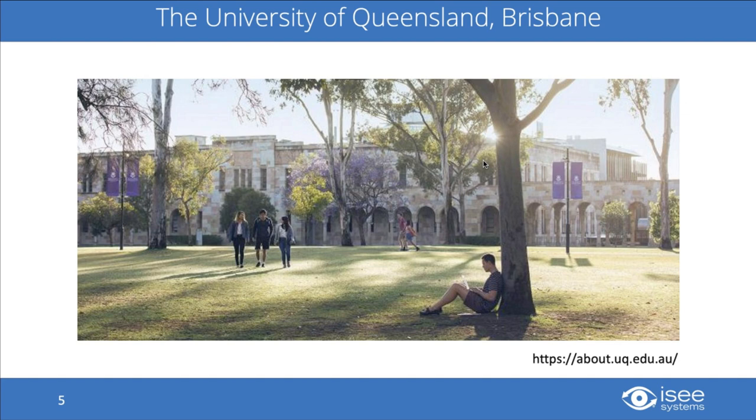Okay, so for the uninitiated, this is the University of Queensland located in Brisbane, in Australia. It is a sandstone university, and if you aren't aware yet, it is the host of the 2032 Olympic and Paralympic Games. That is Brisbane, not the University of Queensland, although the University of Queensland will be very much involved.